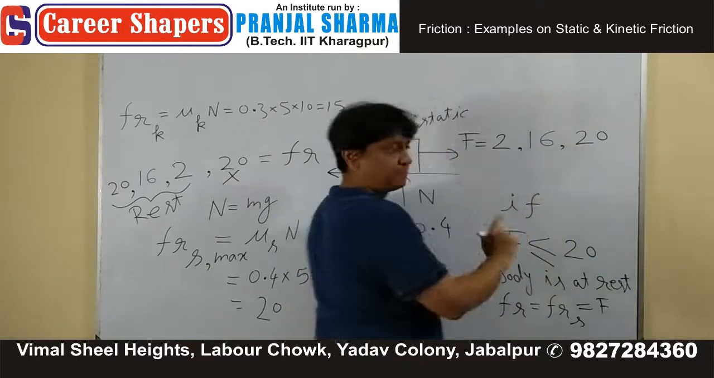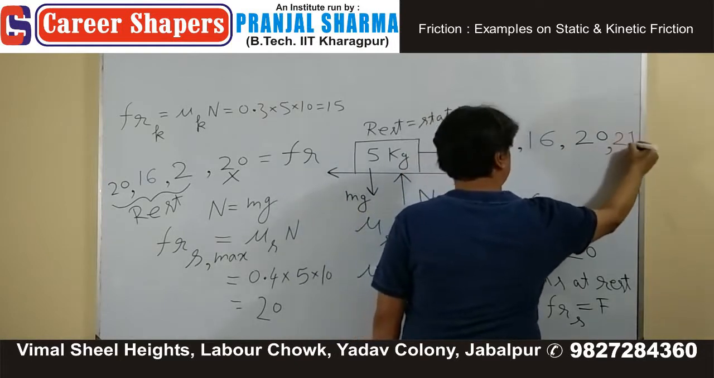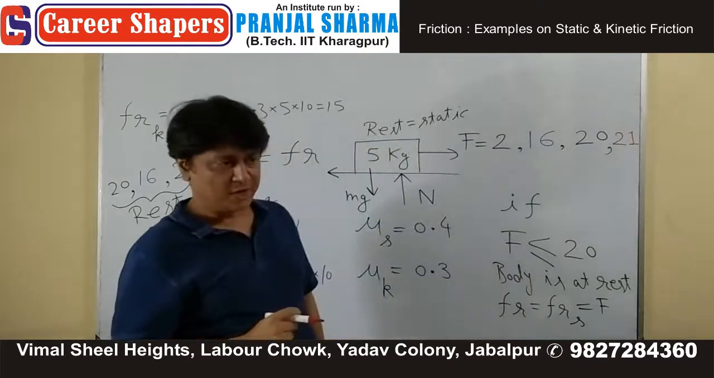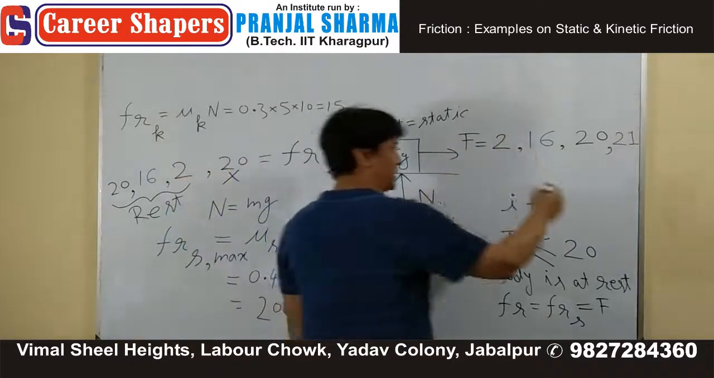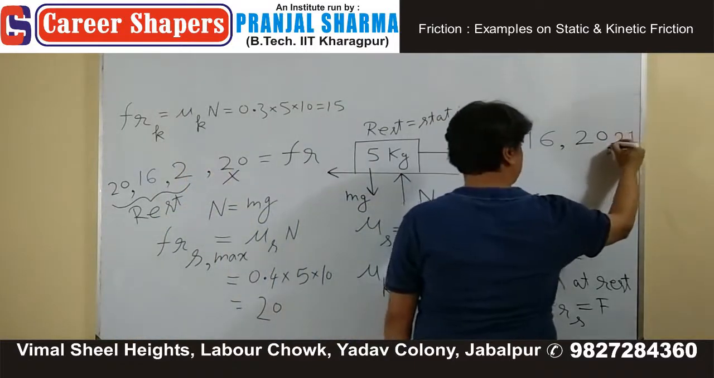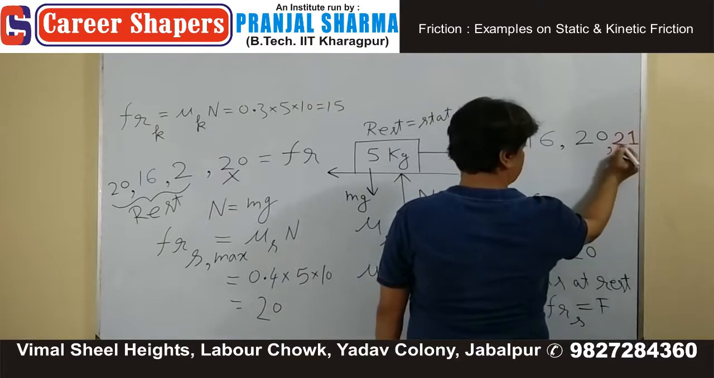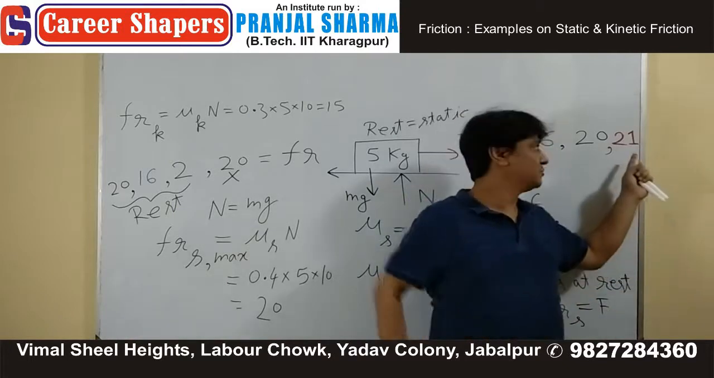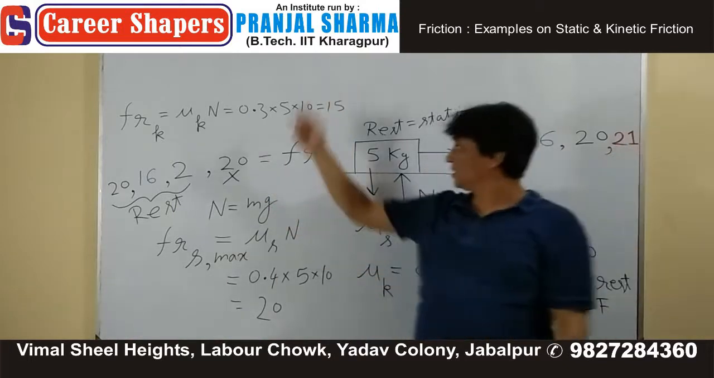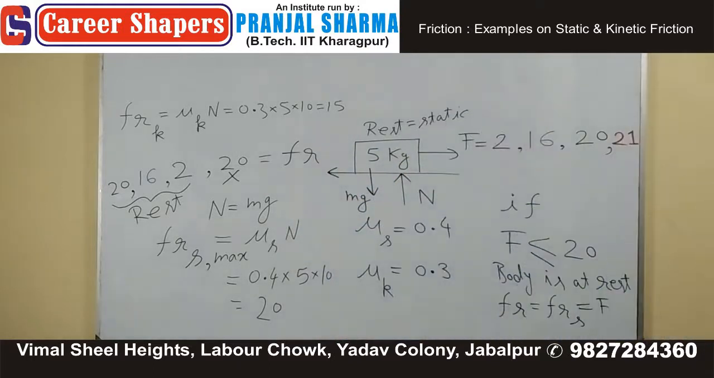After this 20, हमने अपने फोर्स को 21 कर दिया. I hope you can see it. 21. I'm using a different color, red color. If you can see the color, this is 21. So if I make the pulling force 21, let's see who will answer how much friction acts on the body. If pulling force becomes 21, then how much friction is acting on the body? Write down your answer in the comment box fast.